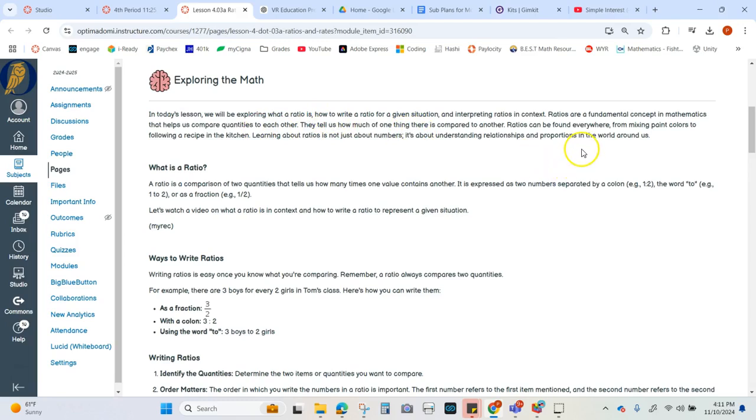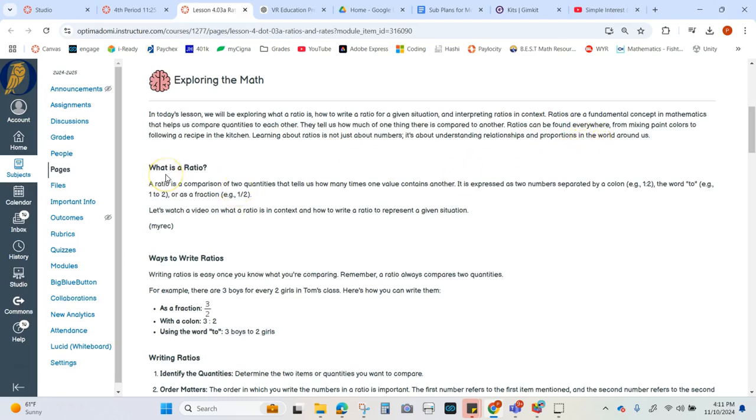Ratios can be found literally everywhere, from mixing paint colors to following a recipe in the kitchen to comparing your kill to death ratio with your friends to see who's more correct at Fortnite, my guy. Learning about ratios is not just about numbers, though. It's about understanding relationships and proportions in the world around us.